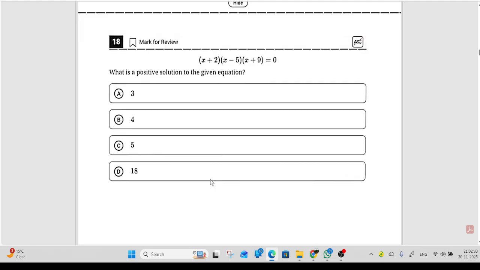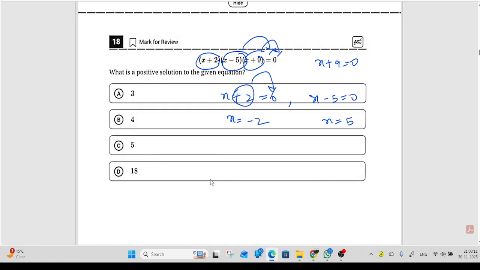Okay, let's check the next question. What is the positive solution to the given equation? The equation is given, and we have to tell the solutions. If you set each factor equal to 0, like x plus 2 equals 0, x minus 5 equals 0, and the third one x plus 9 equals 0, then from here you will get x equals minus 2, because this is plus 2, and when you move it to this side you get minus 2.